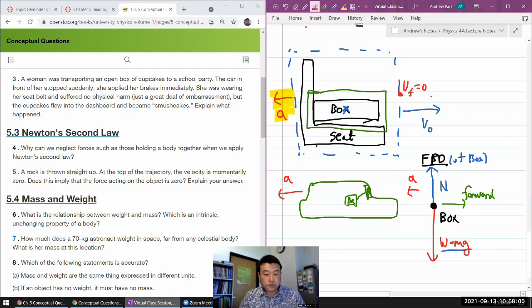And if you think through this situation for quite some amount of time, you might think, hey, shouldn't there be a friction force on the box? And yeah, there can be a friction force on the box, and that friction force will be pointed backward in order to account for any backward acceleration that the box might experience.